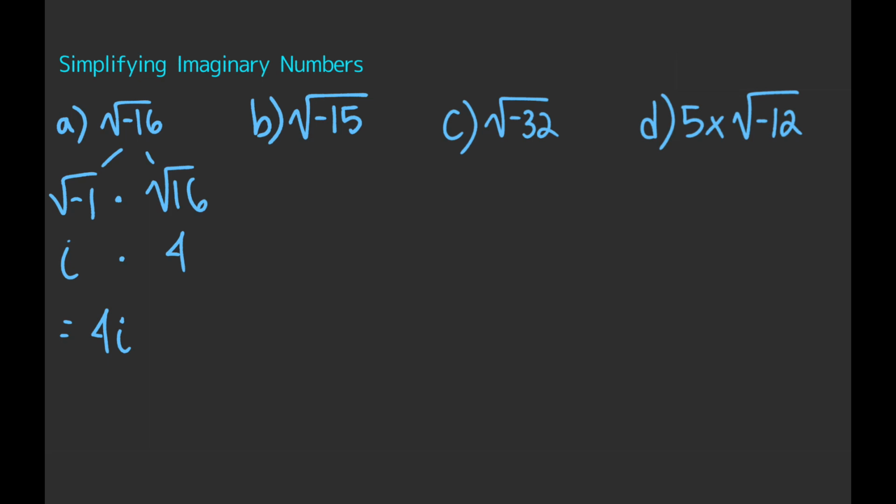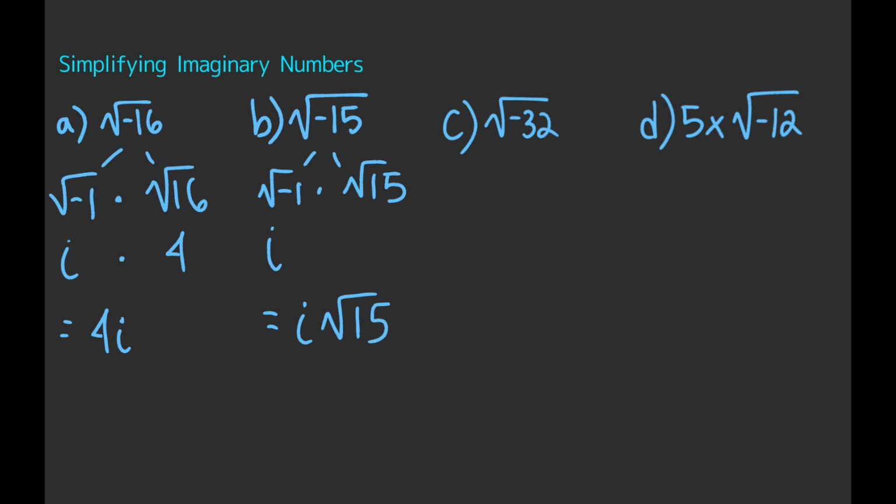For example B, we can do the same thing where we take out the square root of -1, and the other part will be the square root of 15. We know that the square root of -1 simplifies to i, and we can't simplify the square root of 15 any further, so our final answer is just i times the square root of 15.